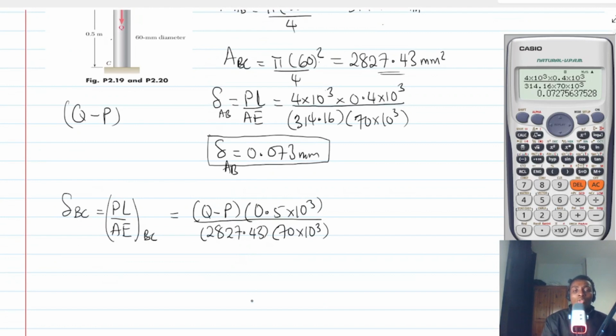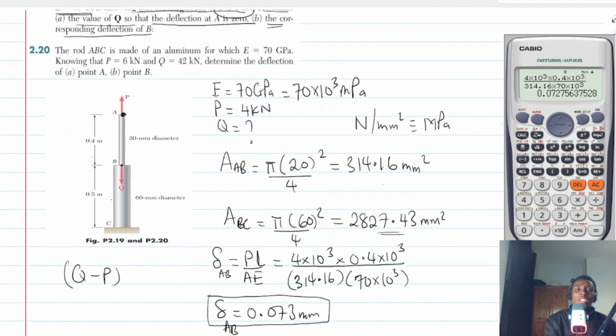Now at this juncture, I want you to be very careful here, because from the question, the deflection at A is 0. That is the first part of the question. If the deflection here is 0, then it means there was no net deflection. Therefore, the deflection here was the same as the deflection here. Think about it this way. The total deflection at A will be the deflection of AB plus the deflection of BC. But if there was no deflection at A, then the deflection here will be the same as the deflection here. The only difference is that this one was a tensile force and this one would be compressive.